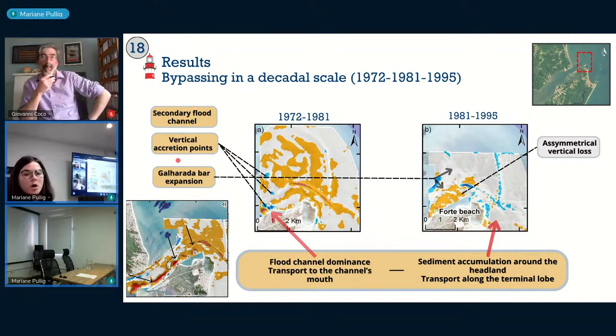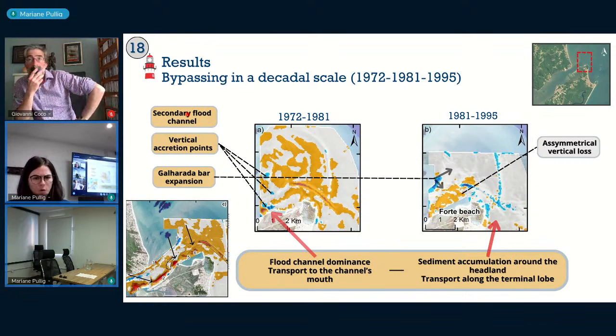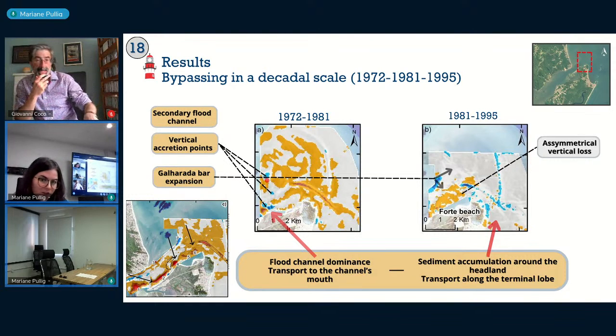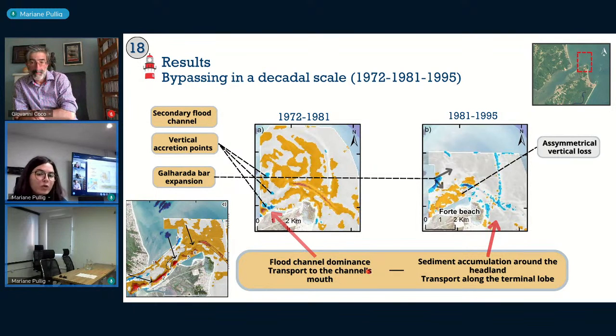So, this secondary flood channel that I showed in the last picture, and those vertical accretion points in blue in this picture, we can say that this contributed to the transport from the headland toward the inlet's mouth. During the next decade, we see that the Galharada is expanding again.